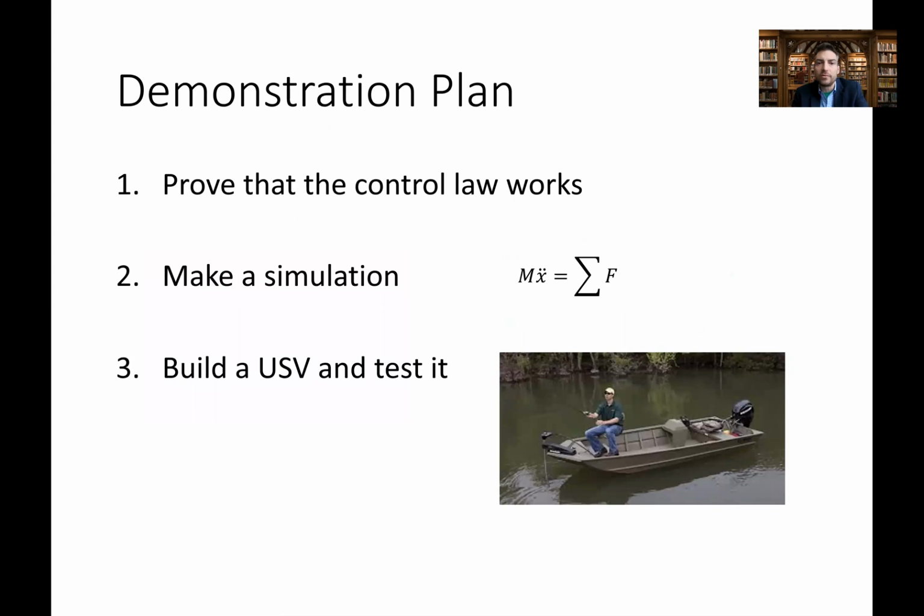And then my plan for next year is a 3-part plan. I'm going to prove that my control law works. Then I'm going to make a simulation to test that out. And that simulation is going to be based on Newton's law. And then I'm going to build an actual unmanned surface vessel, and I'm going to test it out in a creek nearby our campus.